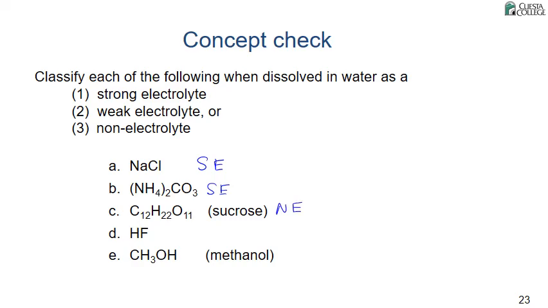HF is one of the weak acids. It's not one of the 7 strong acids you're supposed to memorize, so HF is going to be a weak electrolyte. Methanol is another one of those non-electrolyte compounds, being molecular, so that's non-electrolyte.